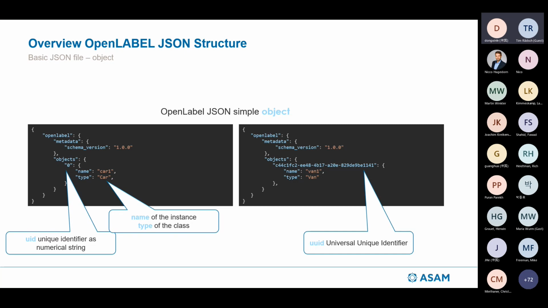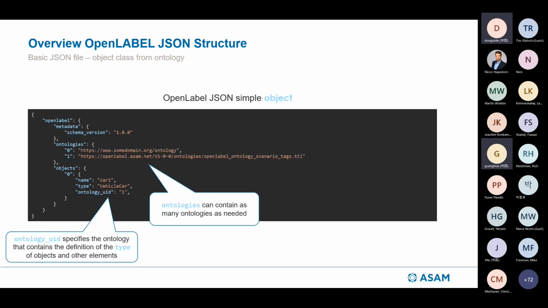Having a name and a type follows the principles of OpenX ontology, because this way we can define that this is an instance with this name, maybe car1, of a type or class car, which is defined in an ontology. We will see how to do this in OpenLABEL as well.